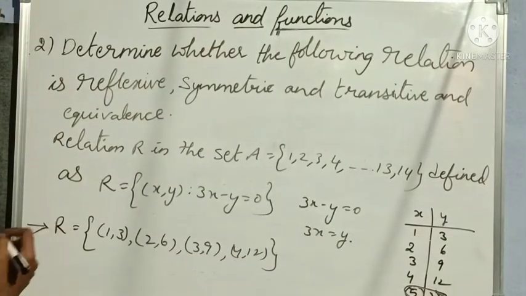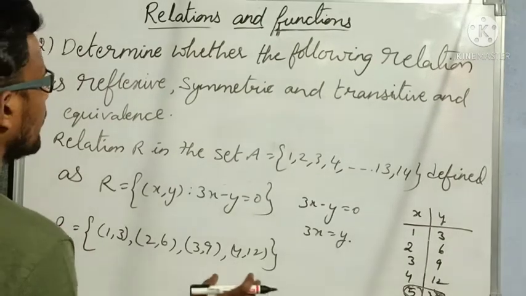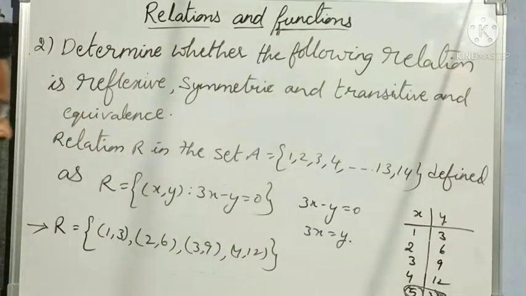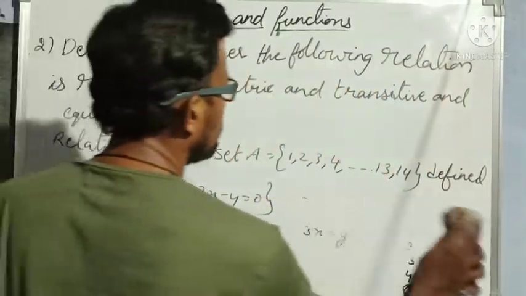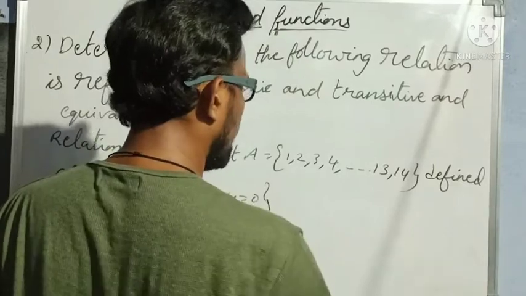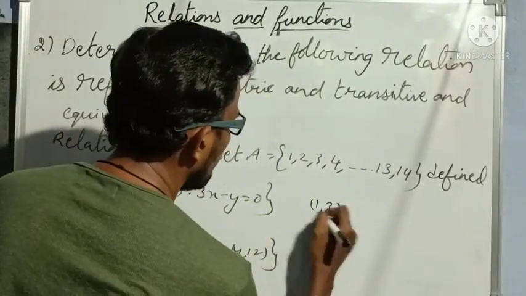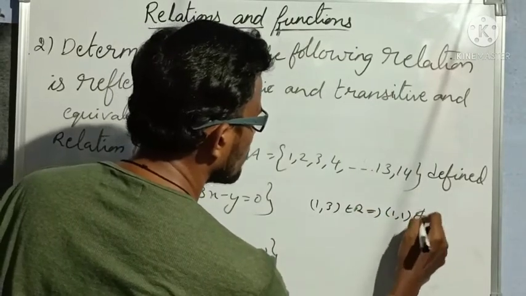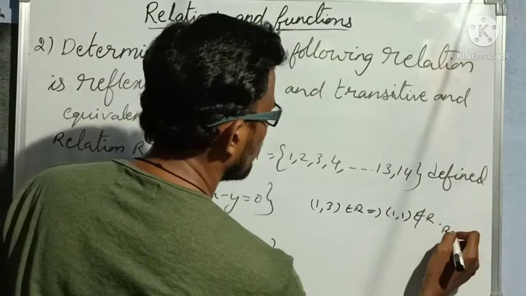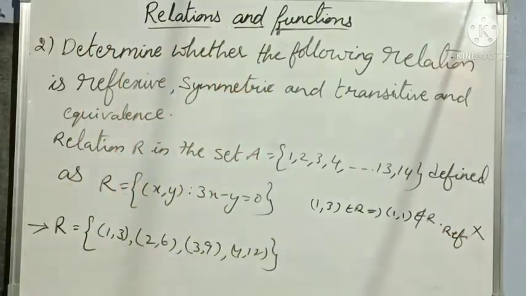Now we have to see whether this relation is reflexive, symmetric, transitive and equivalence or not. First, let us see whether this relation is reflexive. Reflexive means if (1, 3) is there, then (1, 1) should be there. So (1, 3) belongs to R, this implies (1, 1) should belong to R, but it does not belong to R here. So this relation is not reflexive. Okay, so reflexive is not satisfied.